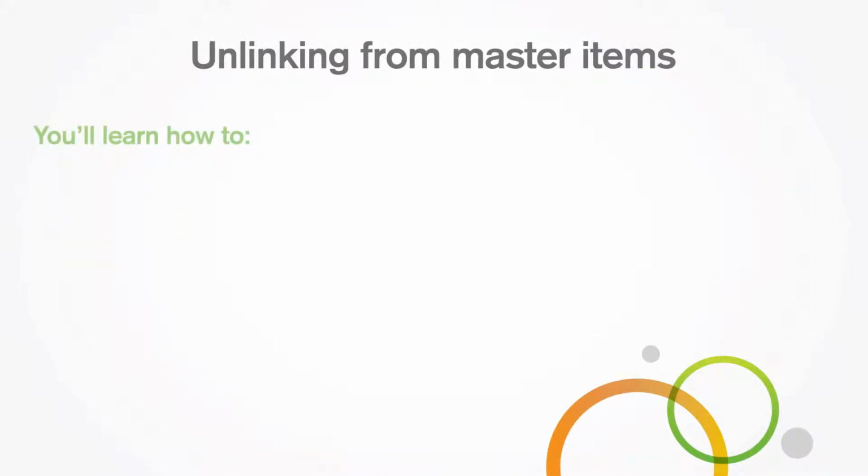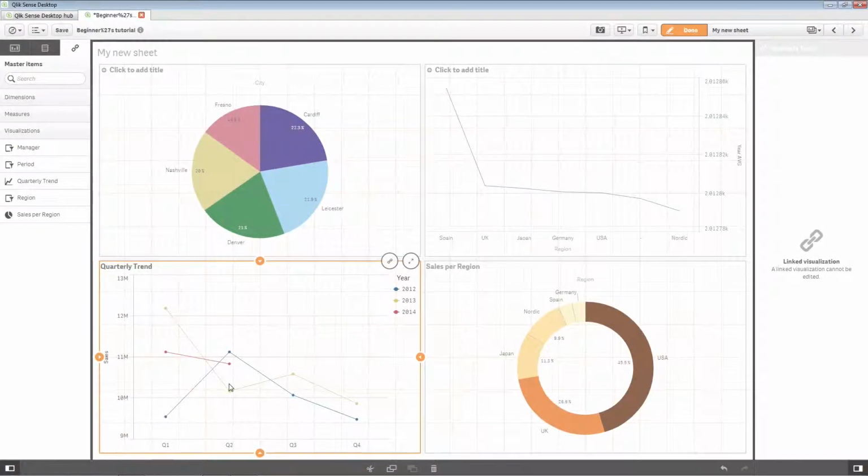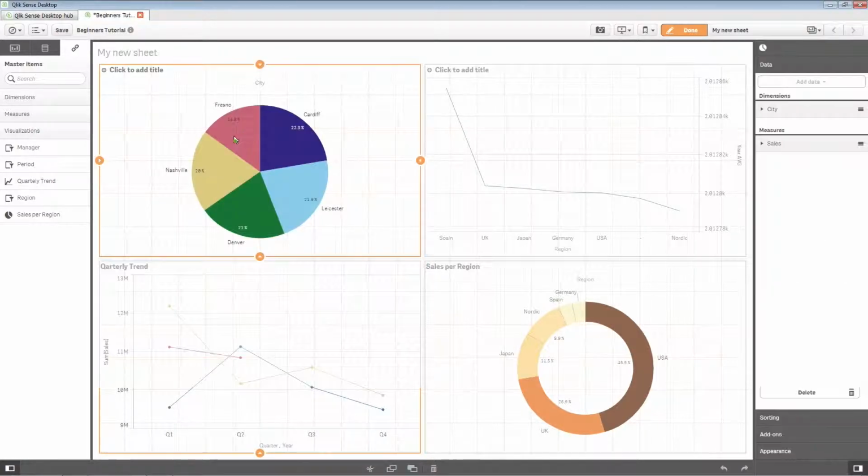In this tutorial, you'll learn how to unlink a master measure or master dimension, and how to unlink a master visualization. To make changes to visualizations that are linked to master items, you first have to unlink them. The process is the same for master dimensions and master measures.